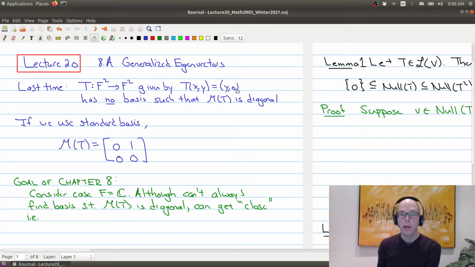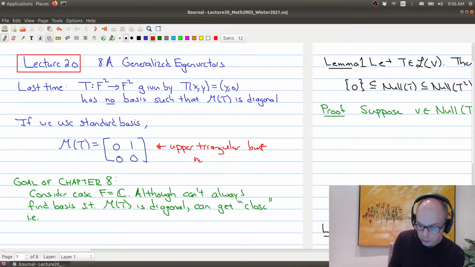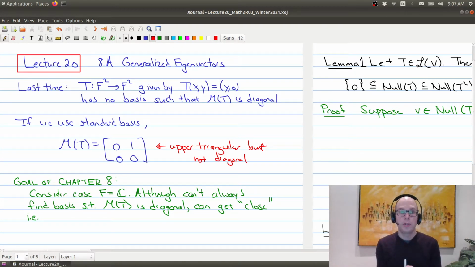We showed that it's not possible to find any basis such that the matrix associated to this linear map is diagonal. However, if we use the standard basis, we can get something that looks pretty close to diagonal. We don't get exactly diagonal, but we get the matrix 0, 1, 0, 0. So we get something that is upper triangular, but not diagonal. The reason we jumped to chapter 8 is that chapter 5 is where we left the story.